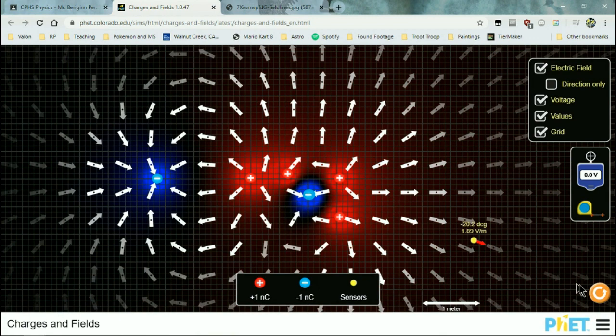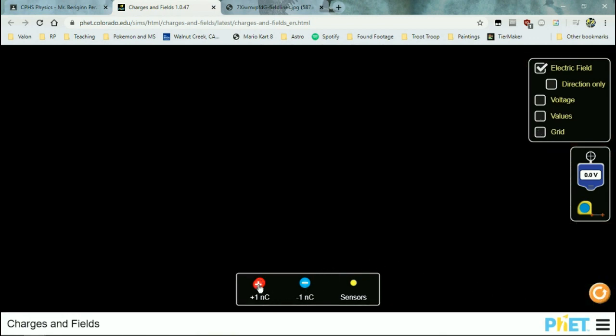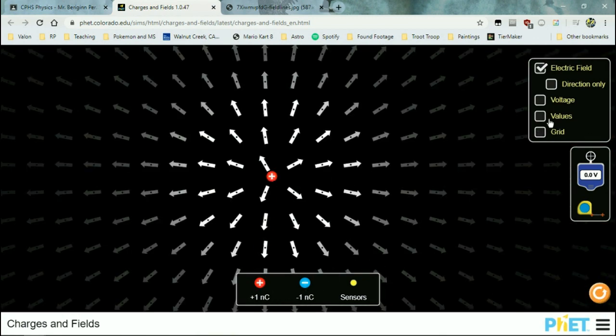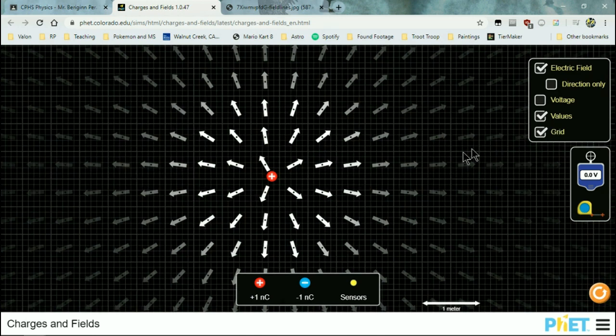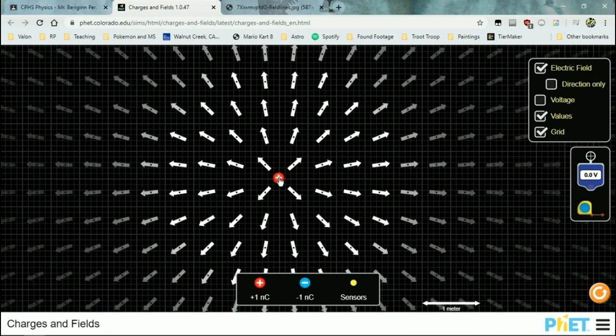And also what you can do here, let me reset it actually, is if you want to have a stronger charge, you can just stack the charges right on top of each other, right? So notice the units down there are nanocoulombs. So here's +1. So here's another +1. So that's like a +2, right? And you see it's just generally brighter.